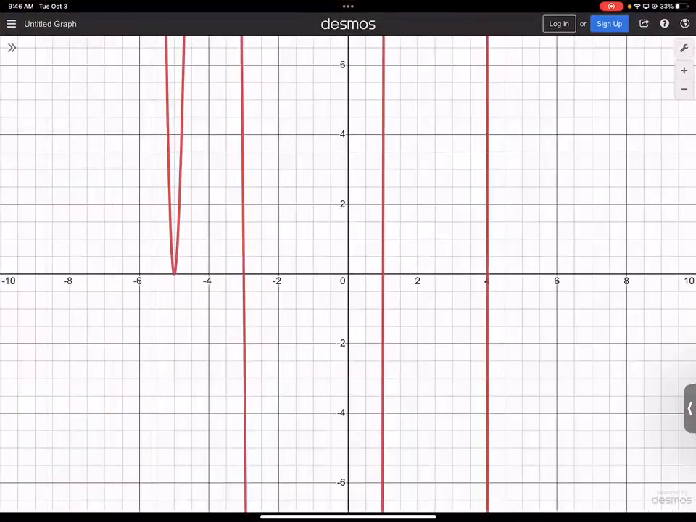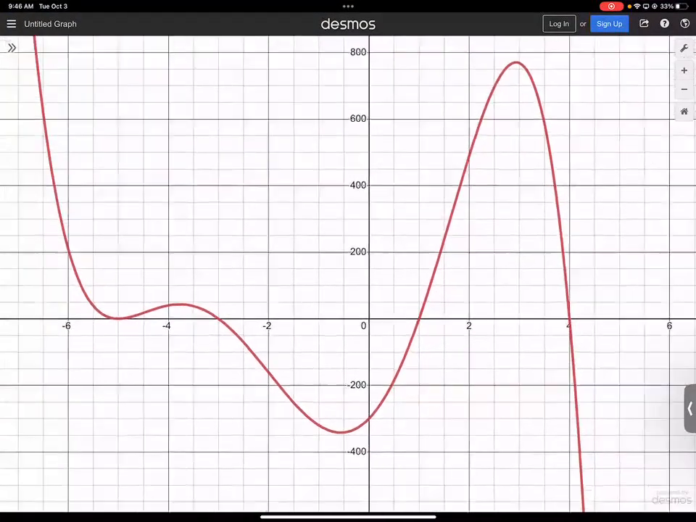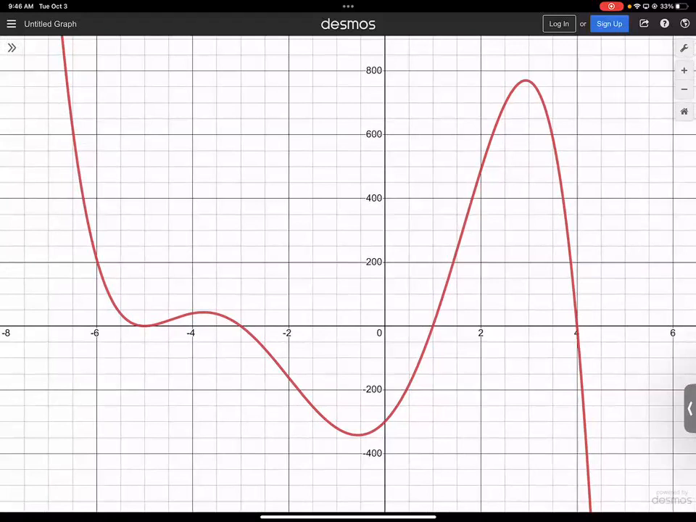Here's a graph. Here's a graph kind of scaled a little better so we can get a good look at it. Oh, that's the school equation. This is a different thing. This is a graph of some polynomial.